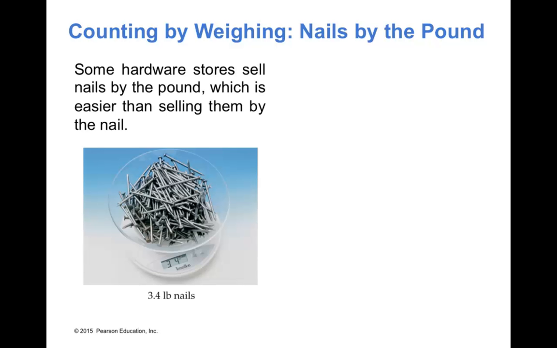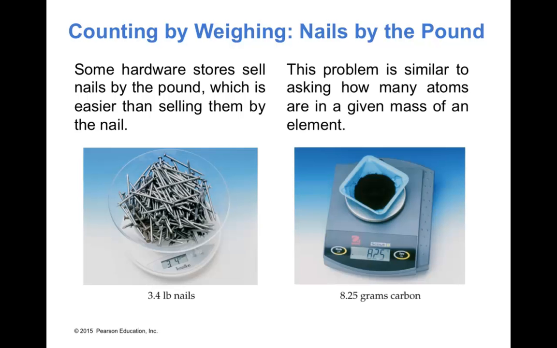So, some hardware stores sell nails by the pound, which is easier than selling them by the nail. So when you go to any hardware store, you look for 3 pounds of nails. You don't ask for 50 nails. This problem is similar to asking how many atoms are in a given mass of an element. So it's easier to ask for 8.25 grams, a specific mass, instead of asking for thousands of atoms of a specific element, or 1,000 molecules of a compound. So that's why we use grams instead of a specific number of items.